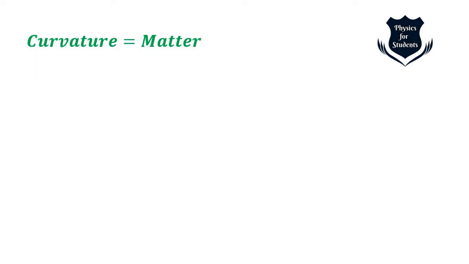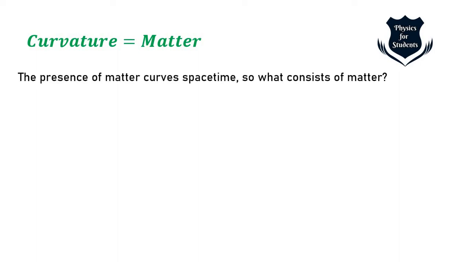Now moving from the Newtonian concept of mass to the special theory of relativity, mass is not simply a mass; we have a relativistic mass which is given by this. So the presence of matter curves space-time. So what consists of matter? This is the relativistic mass, and the total energy of a moving body is given by this.